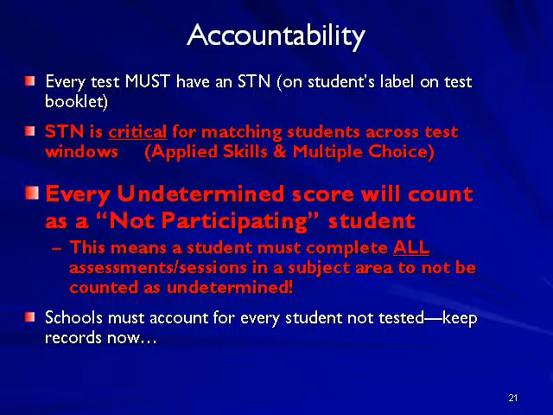What I really wanted to point out here was that an undetermined score actually counts as a student not participating. And an undetermined score can come if a student misses just one of that subject area's assessments from the applied skills portion and multiple choice portion combined, because they combine all of those language arts tests into that score. So just missing one session can have a student end up with an undetermined score.